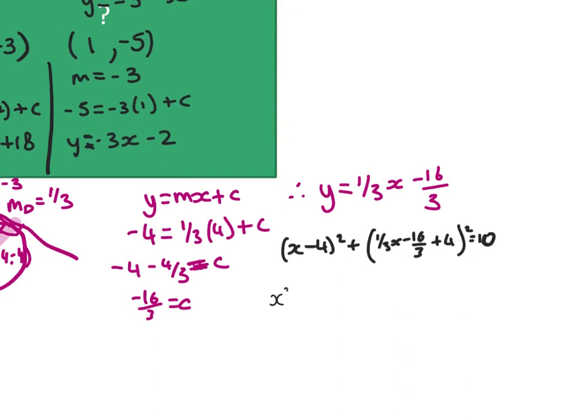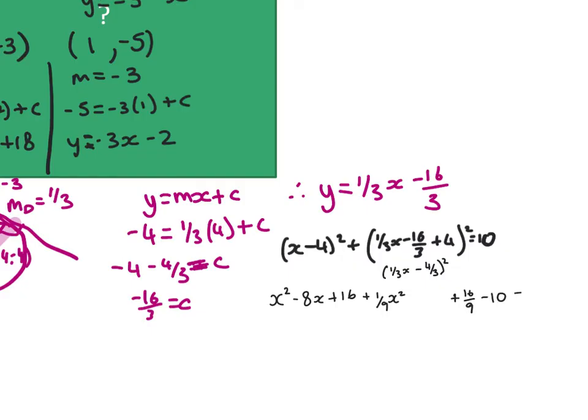So I'm going to have x squared minus 8x plus 16, and then a third x, plus 4, so minus 16 over 3 plus 12 over 3 is minus 4 over 3 squared. So I'm going to get a third x times a third x, which we know is 1 over 9x squared. We're going to have minus 4 over 3 times minus 4 over 3, which we know is 16 over 9.